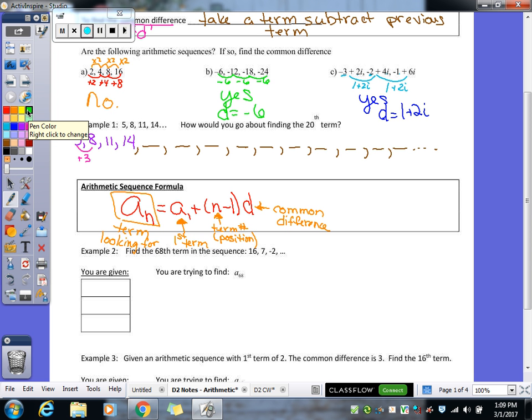So using that formula now, let's go back up and find our 20th term. So we know our first term is a 5. I'll make a little list of what we know. We figured out that our common difference was a 3, because it took 3 to get to the next term. We're looking for our 20th term, so we're going to use that n equals 20.